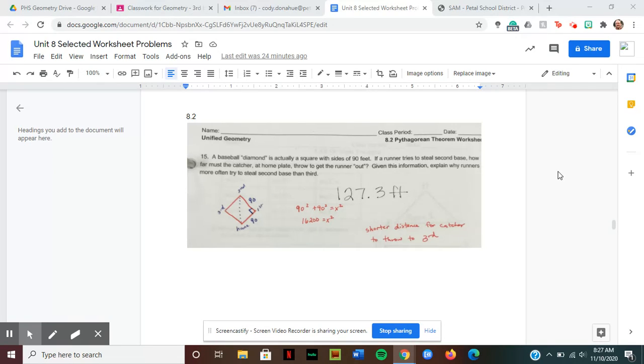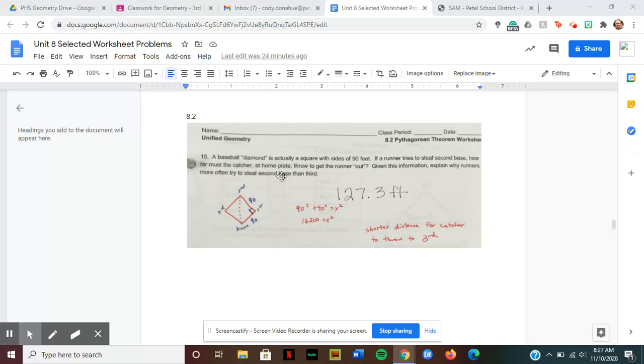So if a runner tries to steal second base, how far must the catcher, who's at home plate, throw to get the runner out? And then, given this information, explain why runners are more often going to try to steal second base than third base.